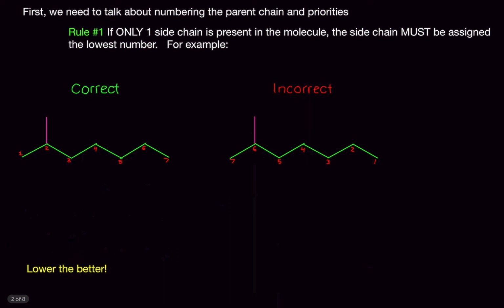There are a few rules we have to go over first so you can easily name these complex alkane structures. The first thing we need to do is talk about numbering the parent chain. We need to know how to properly number the parent chain, and in what order. So here's rule number one. If there is only one side chain, the side chain must be assigned the lowest number. In other words, the lower the number, the better.